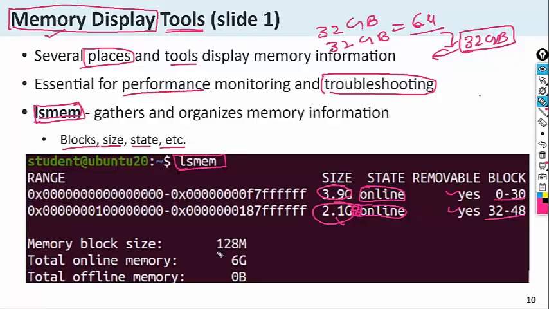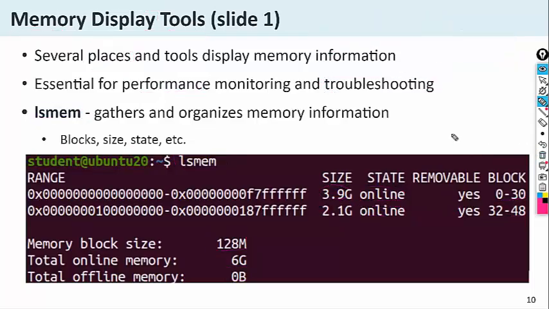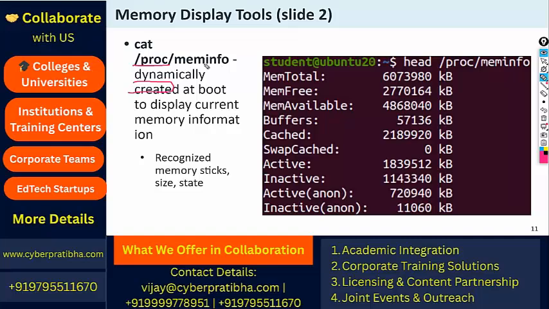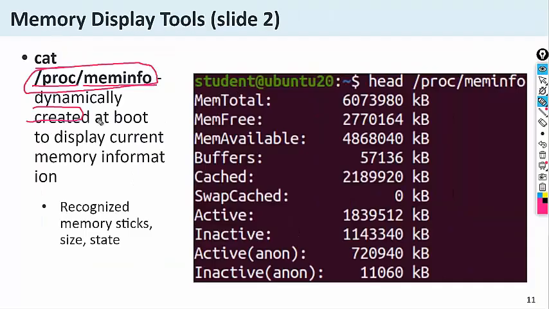Here also you will get the block size, which is 128 megabytes. Total online size is 64 GB and offline size is 0 bytes. So all this information you will get by running a single command. Once you get this, there is another place, similar to the CPU one, where you can get the information: /proc/meminfo. This is the location where you will get the information related to the memory.